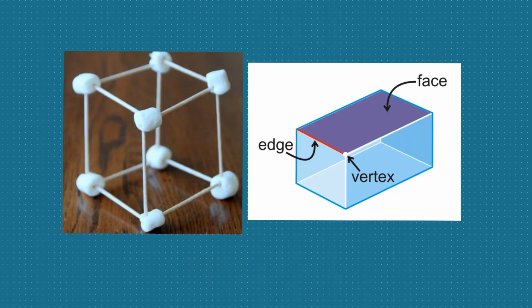So when describing a three-dimensional shape, people often use edges, vertices, and faces. Faces are the two-dimensional sides, edges are the line segments, and vertices are where the edges meet. If you think about it like marshmallows and toothpicks, the marshmallows are your vertices, the toothpicks are your edges, and the flat sides are your faces. And so in this case, we would have 6 different faces, 8 vertices, and 12 edges.